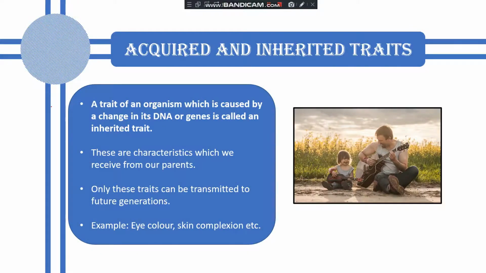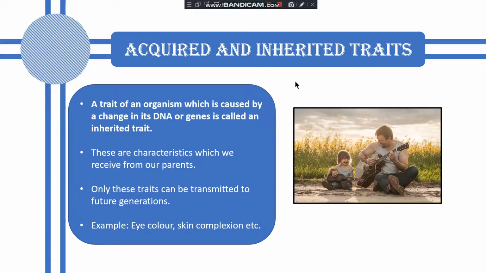So a trait of an organism which is caused by a change in its DNA or genes is called an inherited trait. These are the characteristics which we receive from our parents. Only these traits can be transmitted to the future generation. The traits which bring a change in the DNA are the only ones that pass from one generation to another.